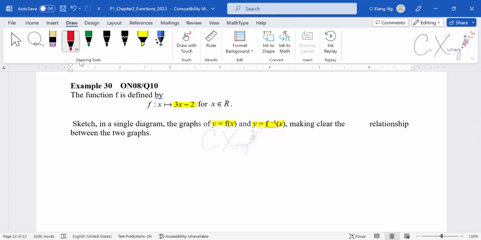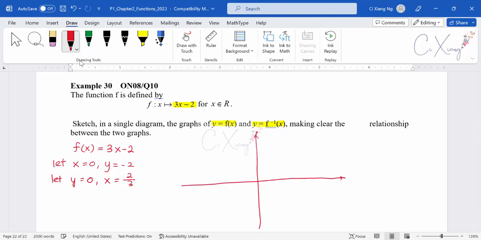So if I want to sketch the function f x equals 3x minus 2, I know that it is a linear function, therefore I will need 2 points to sketch it. Maybe I will let x equals 0, then I will get y equals negative 2. And if I let y equals 0, then I will have the x value, which is 2 over 3. So from here, if I connect these 2 points together, I will be able to sketch the graph for f x.